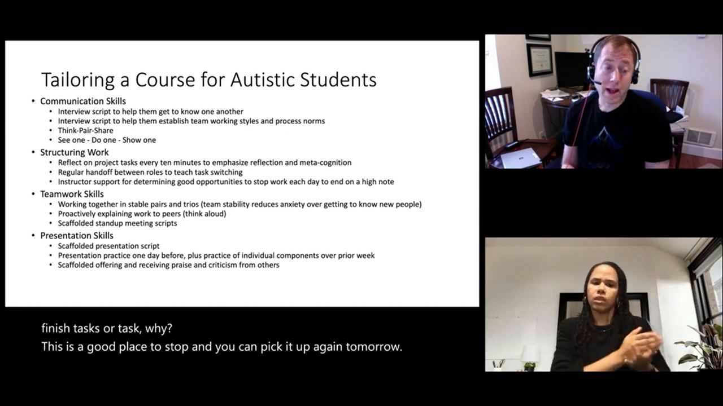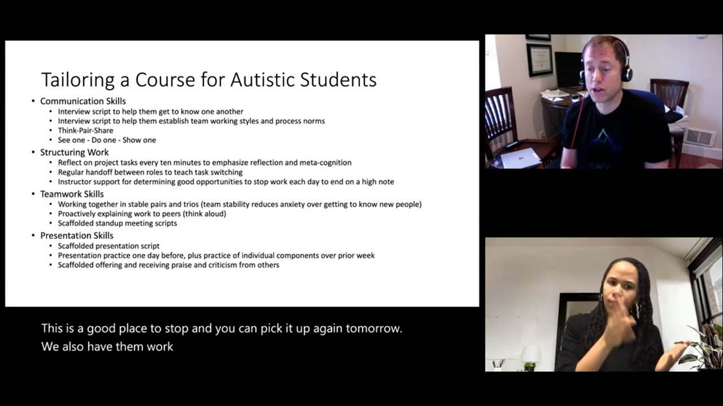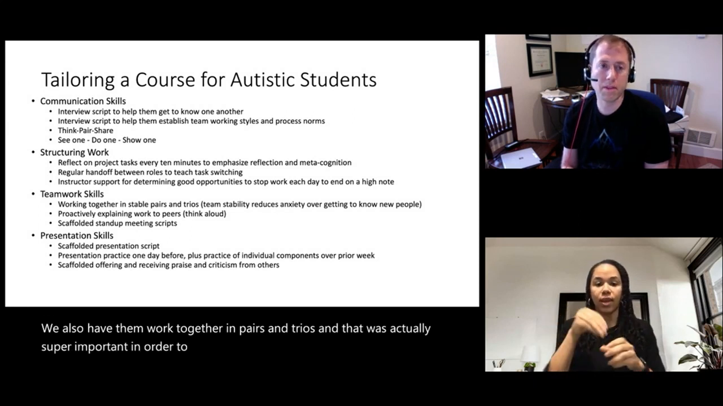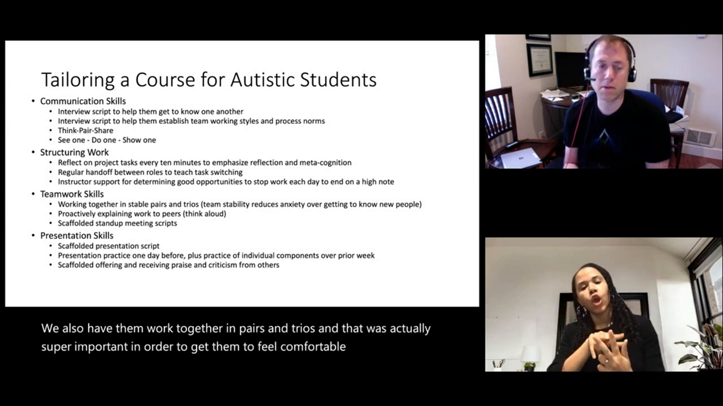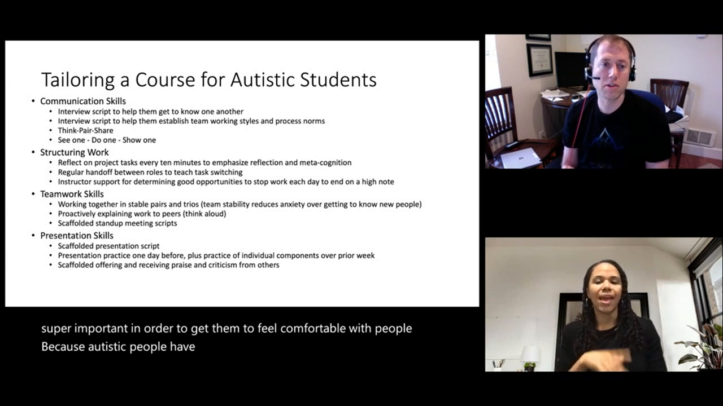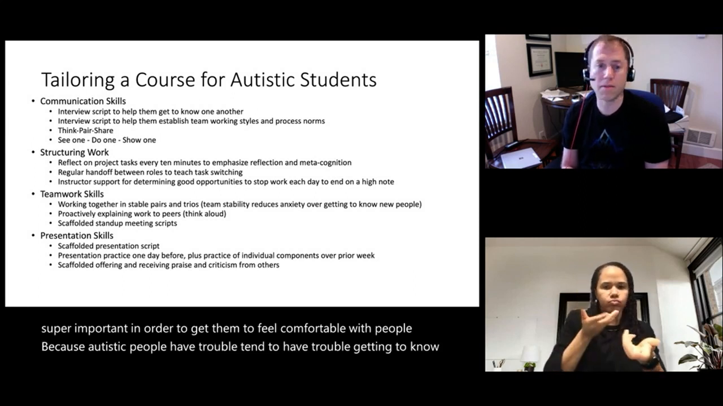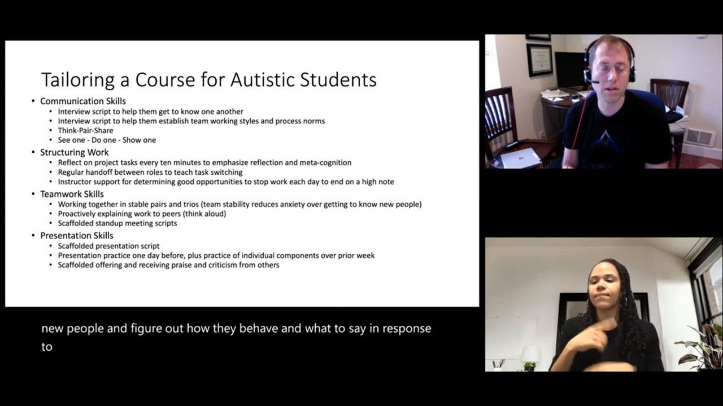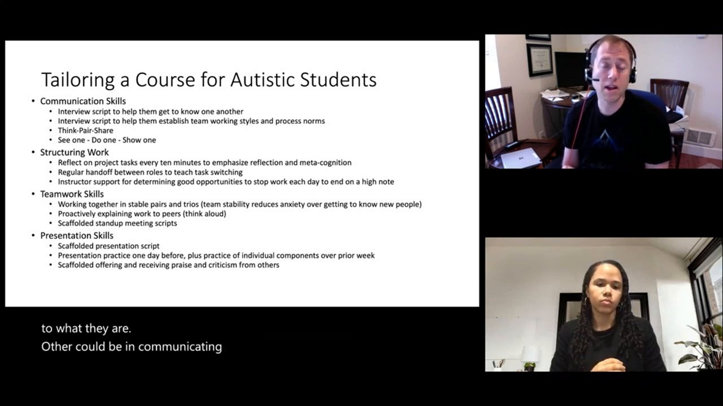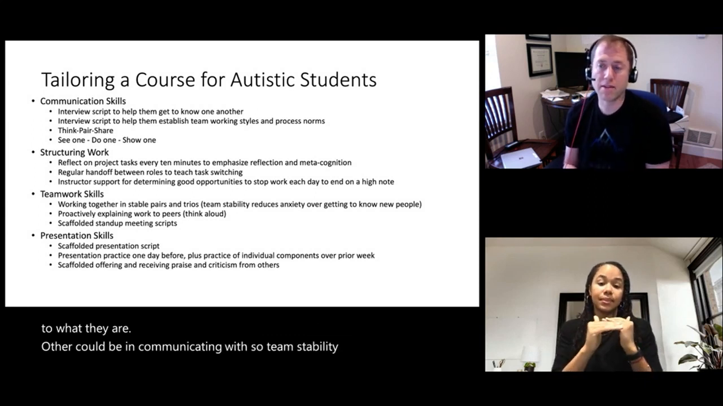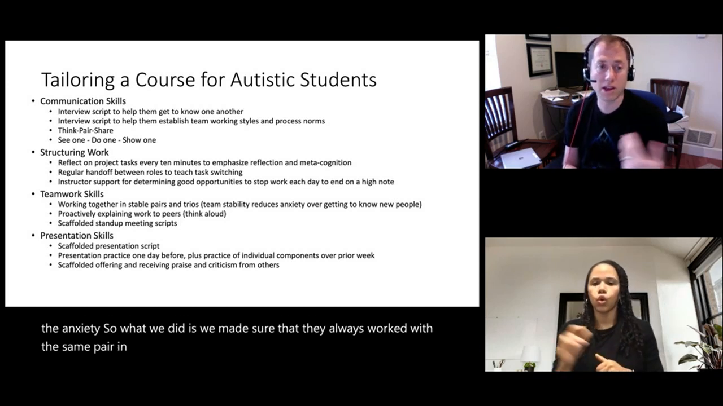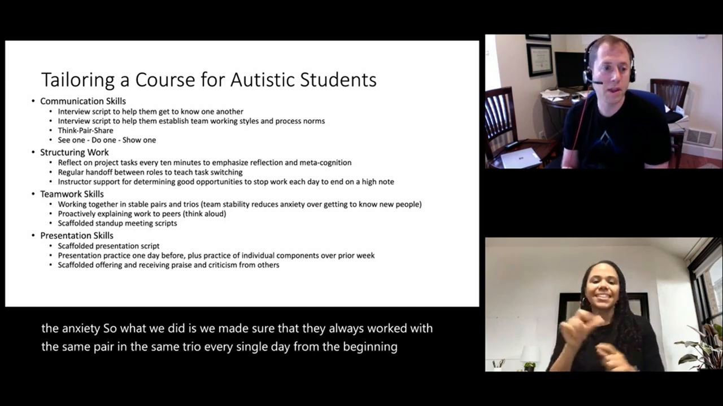We also had them work together in pairs and trios, and that was actually super important in order to get them to feel comfortable with people, because autistic people tend to have trouble getting to know new people and figuring out how they behave and what to say in response to how they're being communicated with. So team stability here helps reduce the anxiety. What we did is we made sure that they always worked with the same pair and the same trio every single day from the beginning of the course.